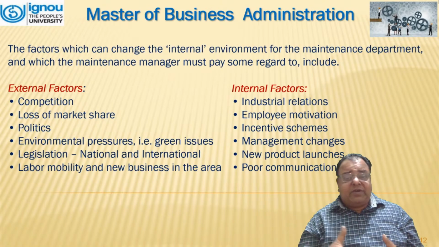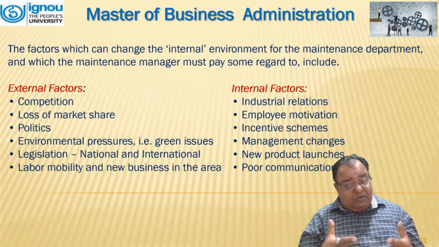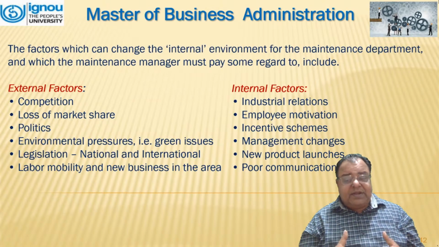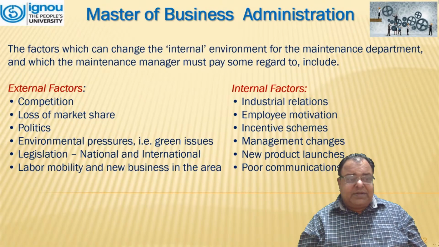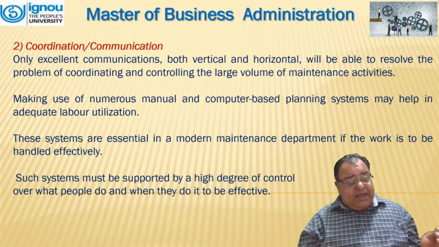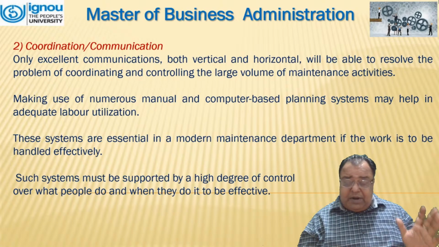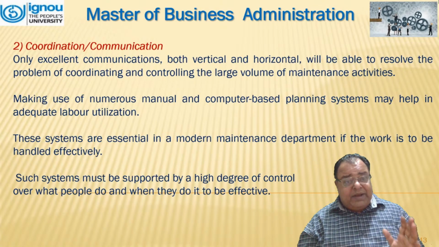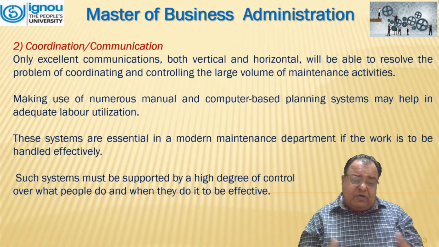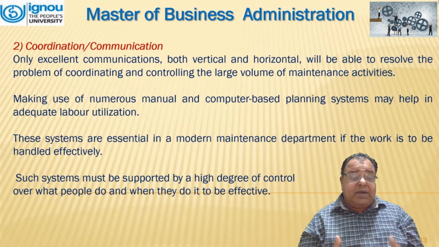And on the other hand, if we talk about the internal factors, that is the industrial relations, employees' motivation, incentive schemes, management changes, new product launches, and poor communications. Second one is coordination and communication. Only excellent communications, both vertical and horizontal, will be able to resolve the problem of coordinating and controlling the large volume of maintenance activities. Making use of numerous manual and computer-based planning systems may help in adequate labor utilization.